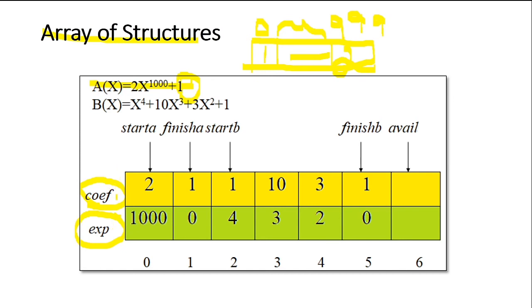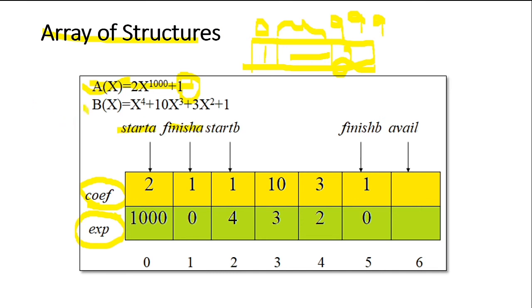So when you are going to write the coefficient arrays like this, for the first one, for A, you have 2 and 1. I have written it as it is, and in the place of exponent, I will write its exponent 1000, and this one's exponent is 0. So I have written like this. Now this is the starting of A and finishing of A.